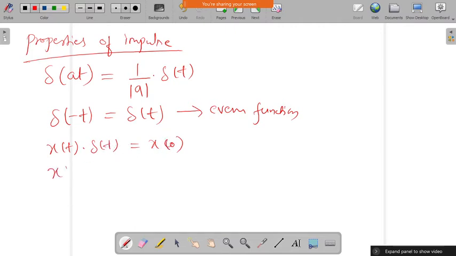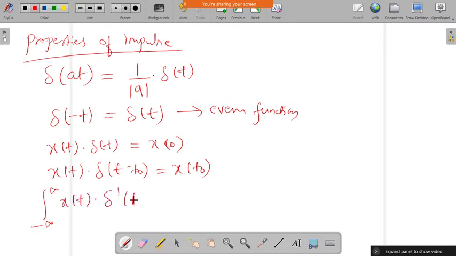Similarly, if I multiply with del of t minus t naught, it will give the signal value at t naught. And if I multiply the derivative of this impulse with any signal, integrating from minus infinity to plus infinity of x of t times the first derivative of the impulse, this will give the negative of the first derivative of the signal at t equal to 0. So this is one more property.